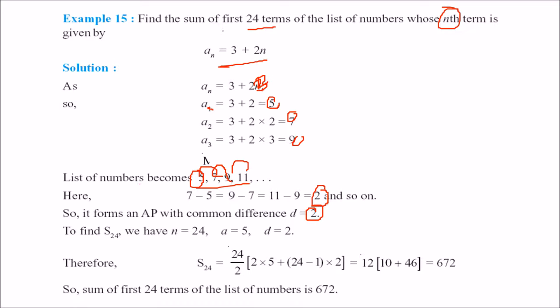Now you have to find the sum of the first 24 terms. So S24 you have to find. S24 will be n by 2 into (2a plus (n minus 1) into d). So n is 24, 2 into a, that is 2 into 5, (n minus 1), 24 minus 1, into d. It gives you 672.